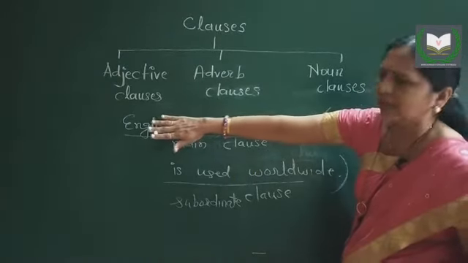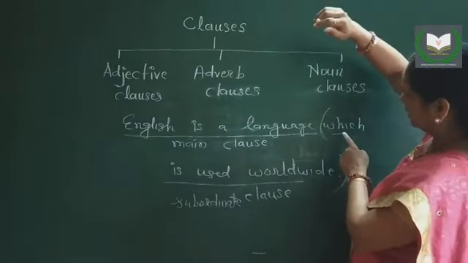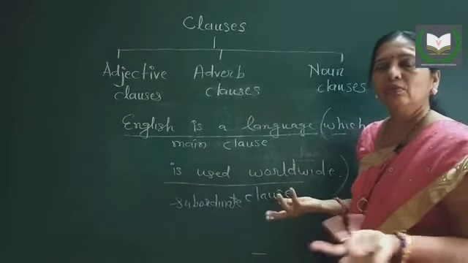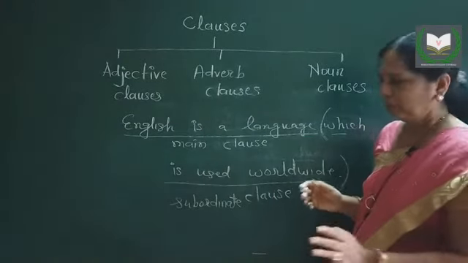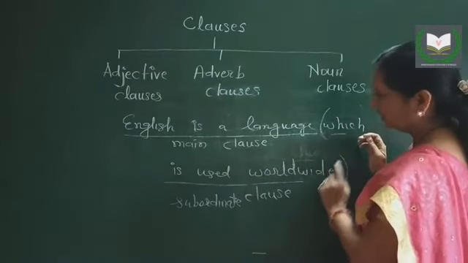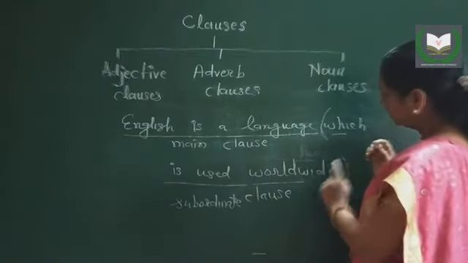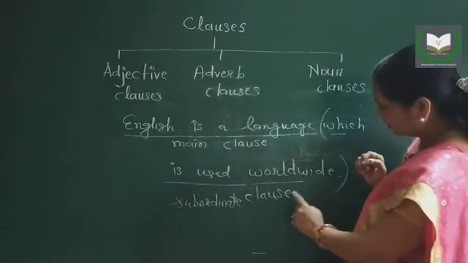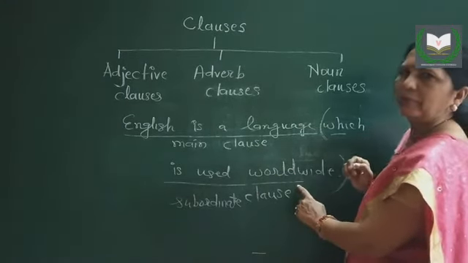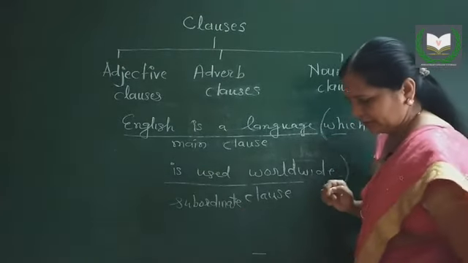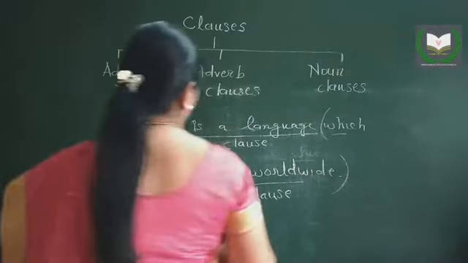The remaining sentence is: which is used worldwide. What? We don't know. So this much part, from which to worldwide, its meaning is understood only when we look at the other part. So this clause is the dependent clause, or it is called the subordinate clause.